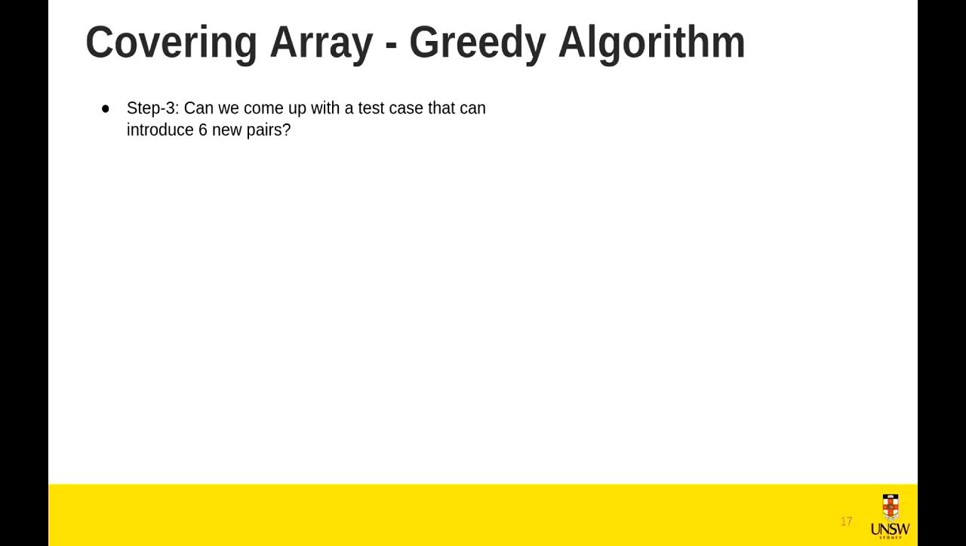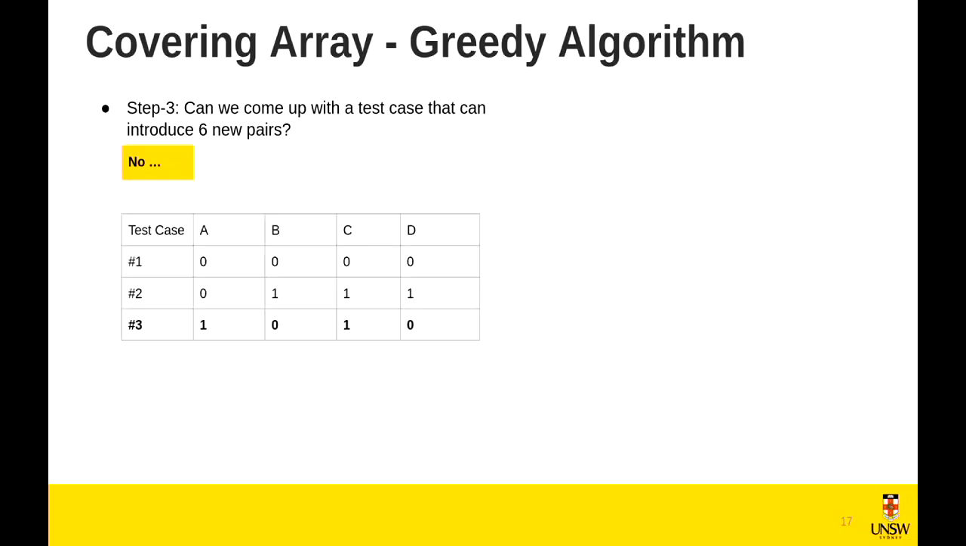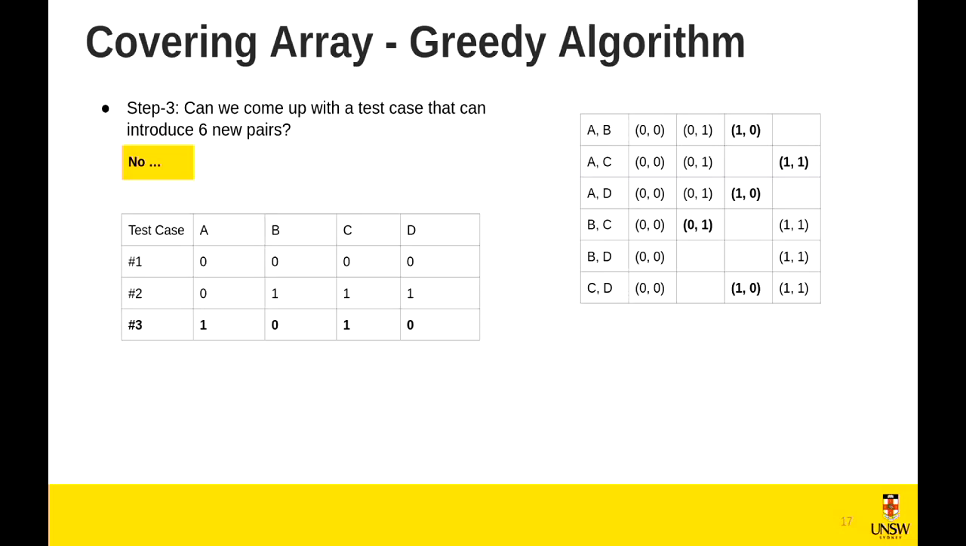And let's continue. So after what we already have, can we come up with a test case that can introduce 6 new pairs again? And this time it's actually no. Let's see why. Because we already covered 0, 0 and 0, 1 for AB, if we don't want to introduce some kind of duplicate, we have to use 1, 1 or 1, 0 here for AB. So let's assume we use 1, 1. We fix 1, 1 for A and B.